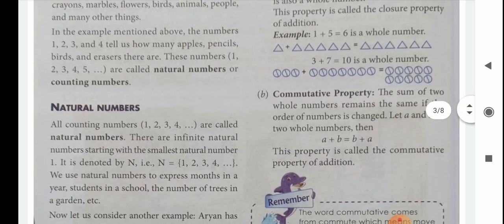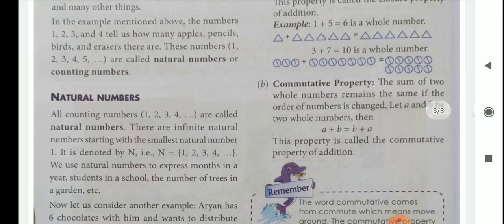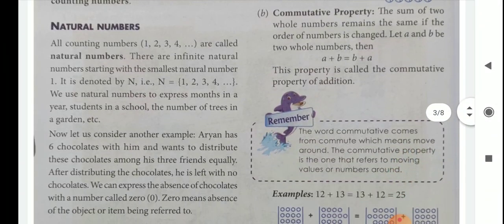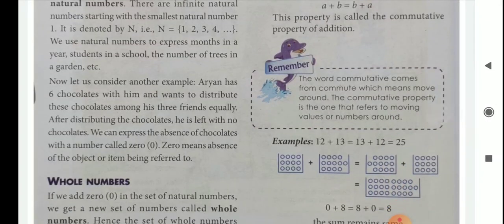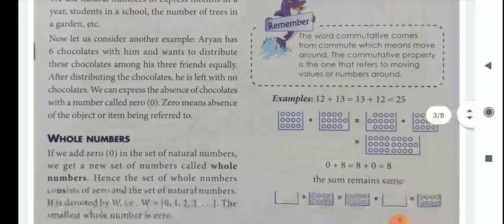Then comes the commutative property. Commutative property means, children, the sum of two whole numbers remains the same if the order of numbers is changed. Let A and B be two whole numbers, then A plus B equal to B plus A. For example, we see 12 plus 13 equal to 13 plus 12. That is, the answer will be 25.